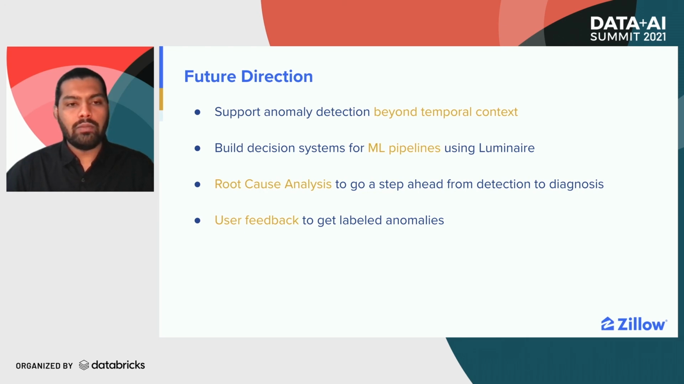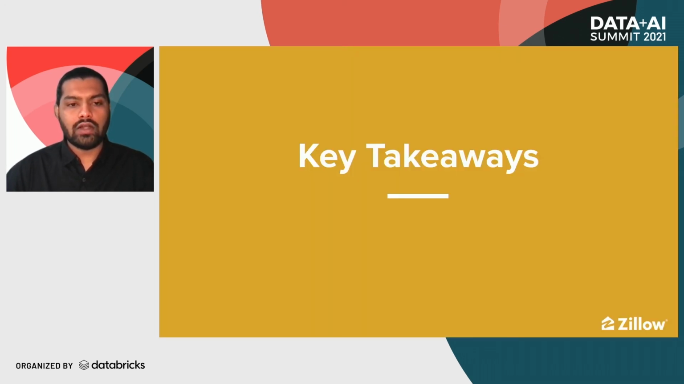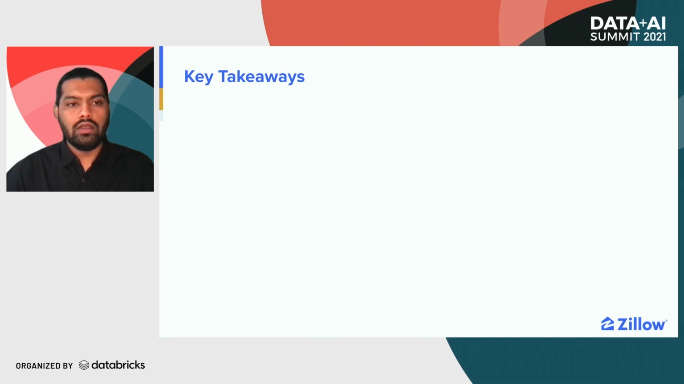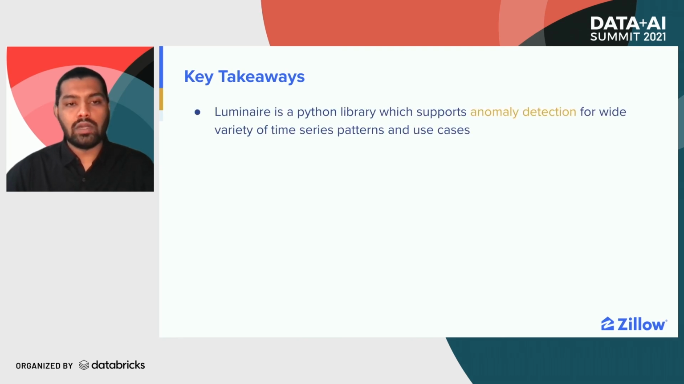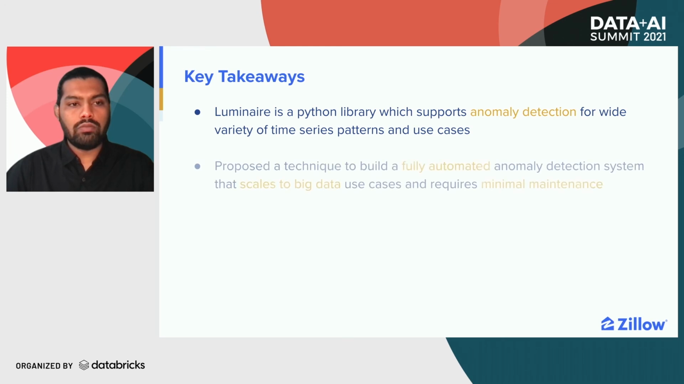So let me wrap up all the talk that we did so far. We talked about Luminaire as our platform, and also Luminaire as our Python library, which we have open sourced, which supports anomaly detection for a wide variety of time series patterns and use cases. We also talked about a proposed technique to build a fully automated anomaly detection system that scales for big data use cases and also requires very minimal maintenance.